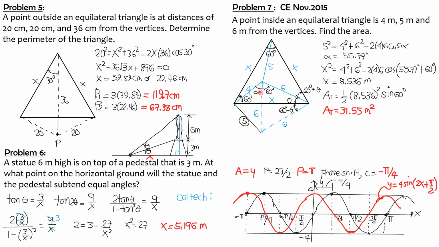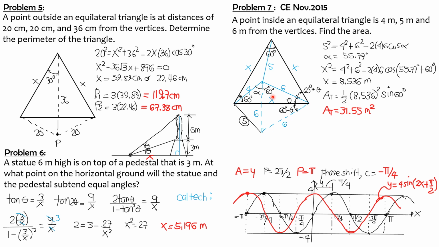Let's solve for alpha. After we solve for alpha, let's consider this triangle here. X is opposite to alpha plus 60. Apply cosine law, we can solve for x. Now to solve for alpha, we apply cosine law in this triangle. 5 squared equals 4 squared plus 6 squared minus 2 times 4 times 6 cosine of alpha. Solving for alpha, it is 55.77 degrees.